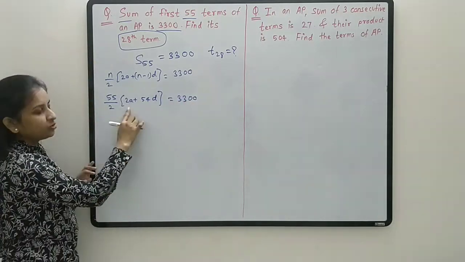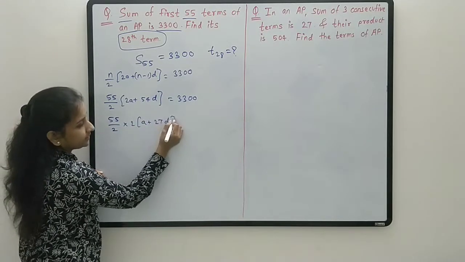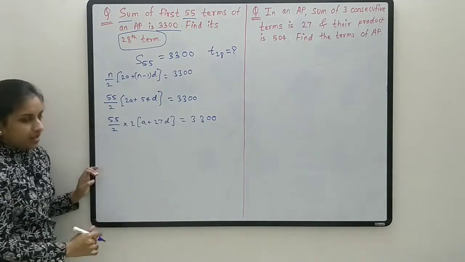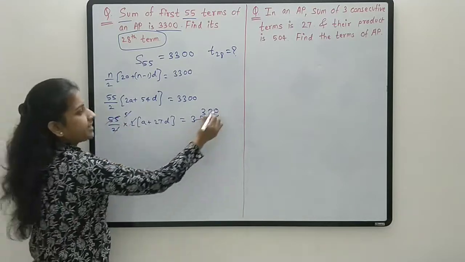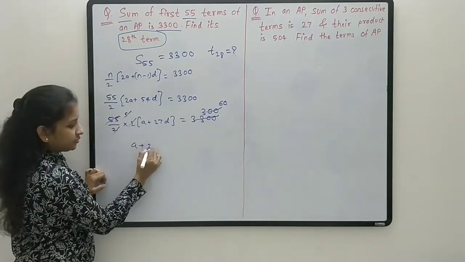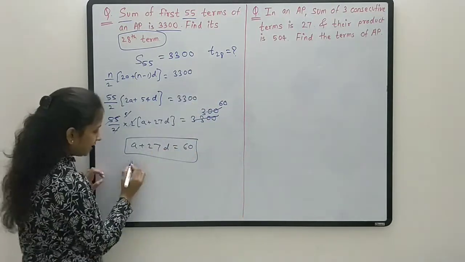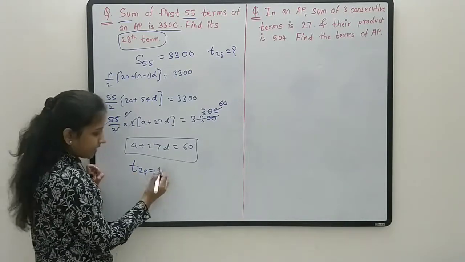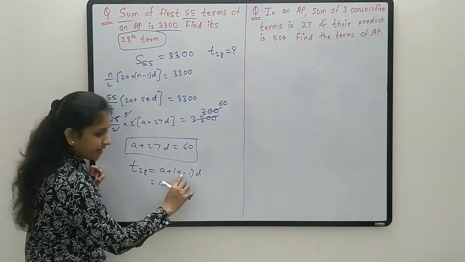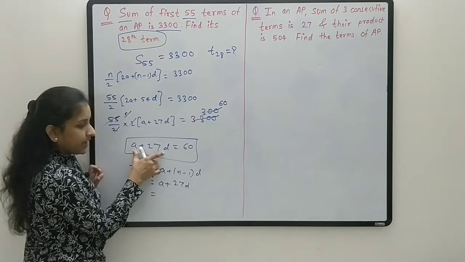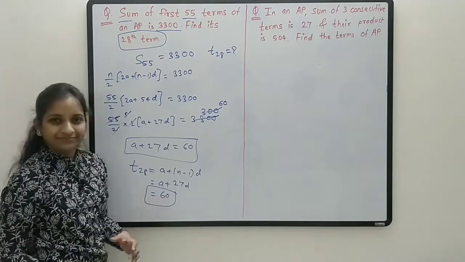3300. Let's take 2 common. So we will get 55 by 2 into a plus 27 d is equals to 3300. Now if we solve this, 2 gets cancelled. 11 5s are 55, 11 3s are 33, so 5 and this is 60. So a plus 27 d is equals to 60. This we got. We have to find 28th term. So this is nothing but a plus n minus 1 d. a plus n is 28. So 28 minus 1 is 27 d. We have already got this. This is equals to 60. So T28 is 60. Understood?